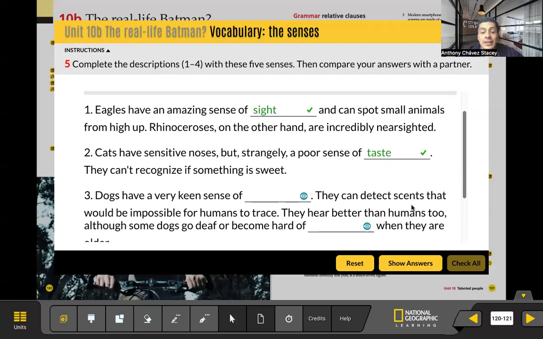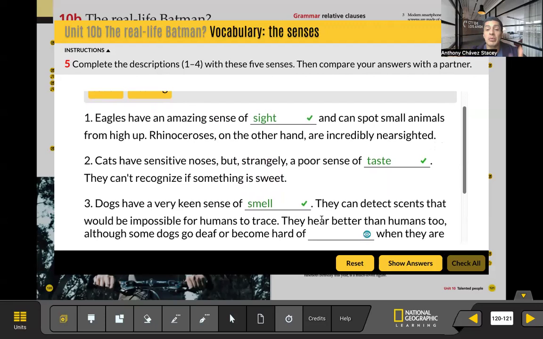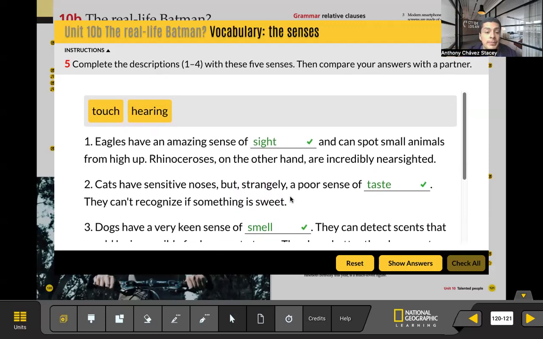Number 3, dogs have a very keen sense of. They can detect scents that could be impossible for humans to trace. Keen sense of what? Touch, smell, or hearing? Smell. Let's see here. Correct. Everybody, can you say the word smell? Smell. Great. Pretty great job. That's great because you tend to say it's not a smell, it will be just smell. So dogs have a very keen sense of smell.